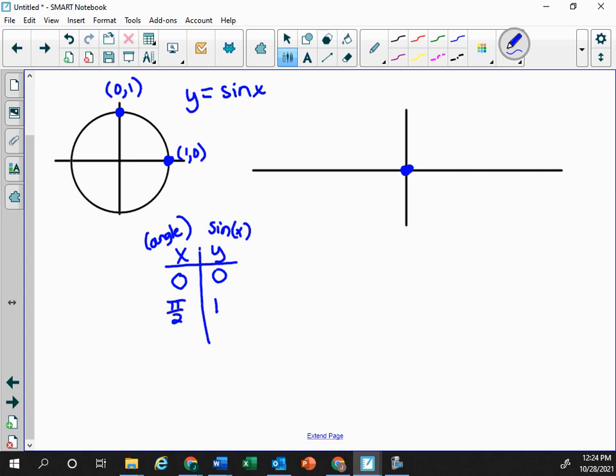So on my graph, I'm just going to make a little tick mark and label it as pi over 2 on the x-axis. And then I'm going to make a tick mark and label it 1 on the y-axis, and that's where my dot goes. Stick with me while we do each one, and then at the end you'll go, oh, okay, I get it. All right, I'm working my way around the circle.